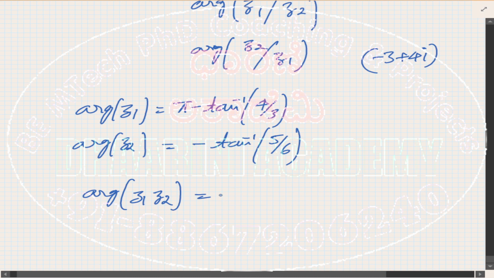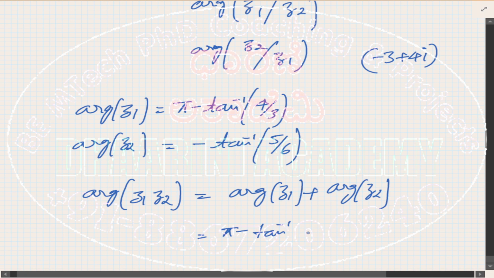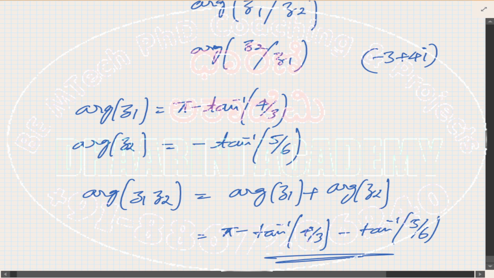What is your answer? Simple addition, correct? So this is argument of Z1 plus argument of Z2, isn't it? So this is equal to, what is argument of Z1? This is pi minus tan inverse of 4 by 3. Then plus the next number, that is minus tan inverse of 5 by 6. This is the required answer.